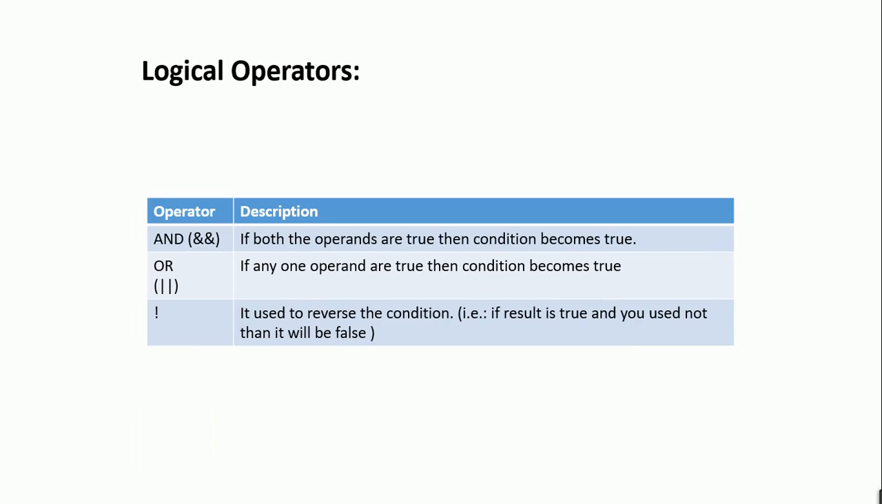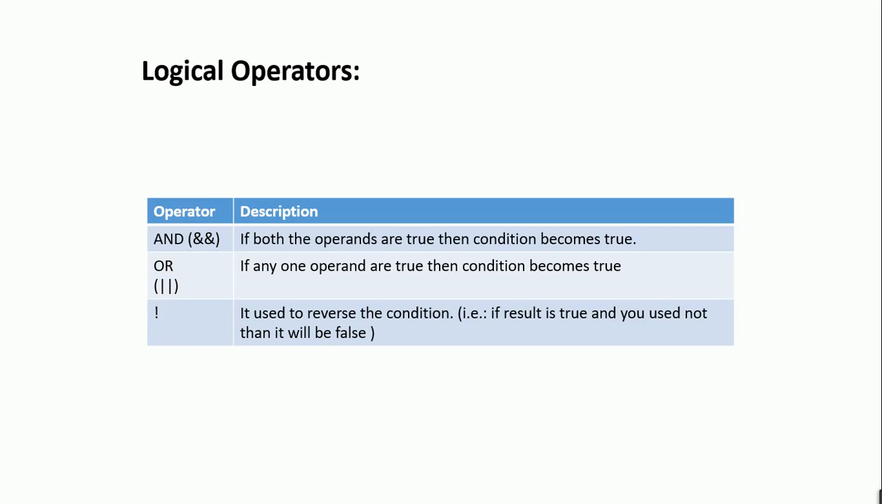Then we have the logical operators here. These logical operators are very important in conditional statements like the if else statement. They are used when we have more than one condition to check in parallel. At that time we can use these logical operators, guys. We have basically three logical operators: and, or, and not. And is denoted by double ampersand, or is denoted by the pipe symbol, and not is denoted by an exclamation mark.